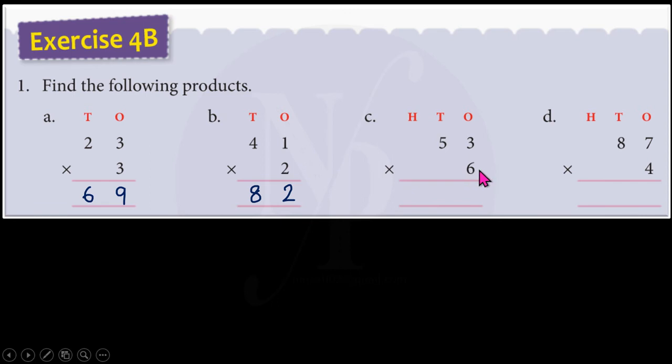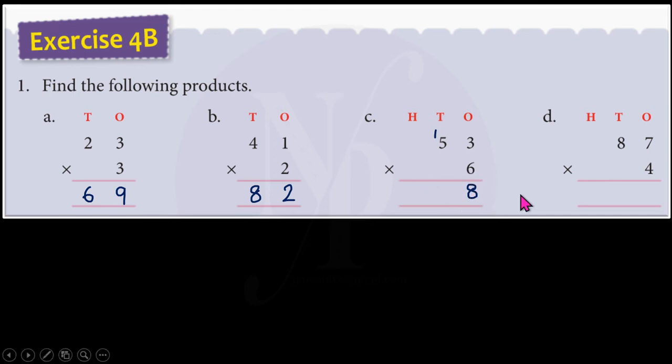Coming to C, we have 53 into 6. So we multiply 3 by 6 first. So here on multiplying 3 by 6, what we get? 6 3s are 18. So 18 is a 2-digit number, or 18 ones can be regrouped as 1 ten and 8 ones. So 1 ten is carried forward to the tens column and 8 ones are written under ones column.